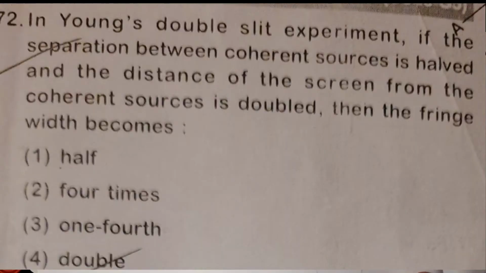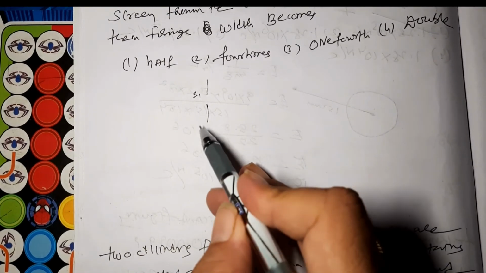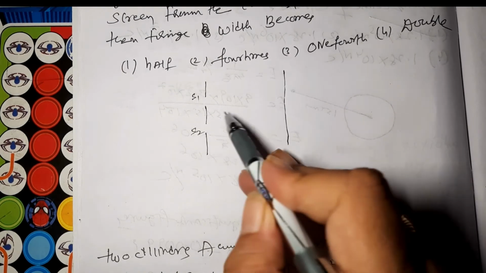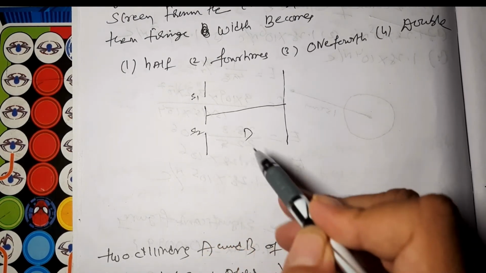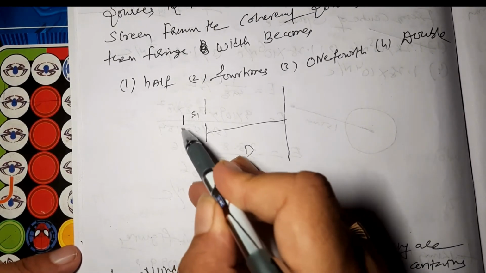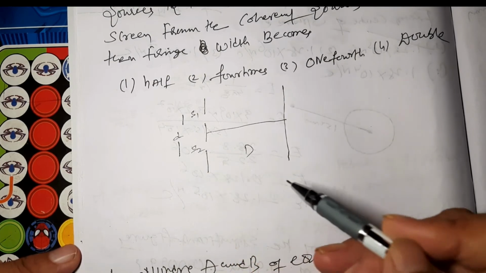Next, another problem. In Young double slit experiment, the separation between coherent sources is halved and the distance of the screen from the coherent sources is doubled. Then the fringe width becomes? So here this is the setup of Young double slit experiment: S1 source, S2 source, and this is the screen, this is the distance between source and slits, and d is the separation between the 2 slits.